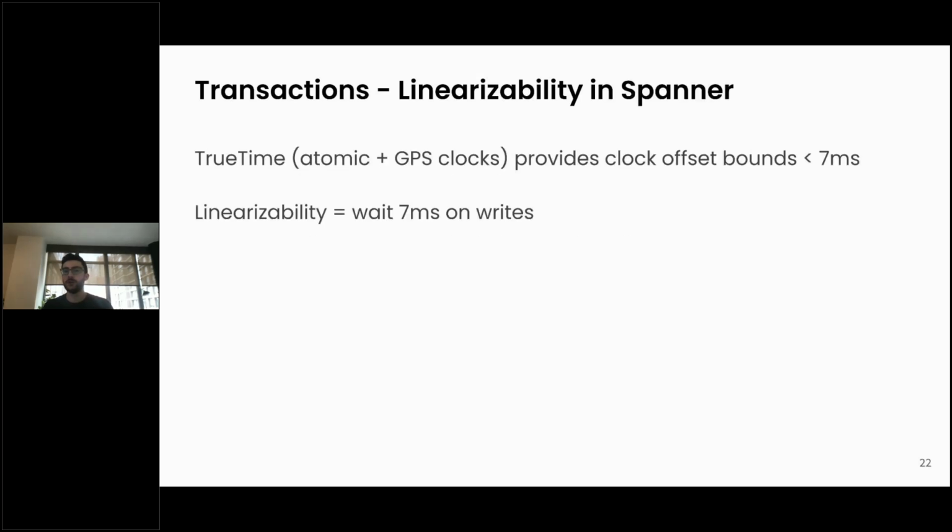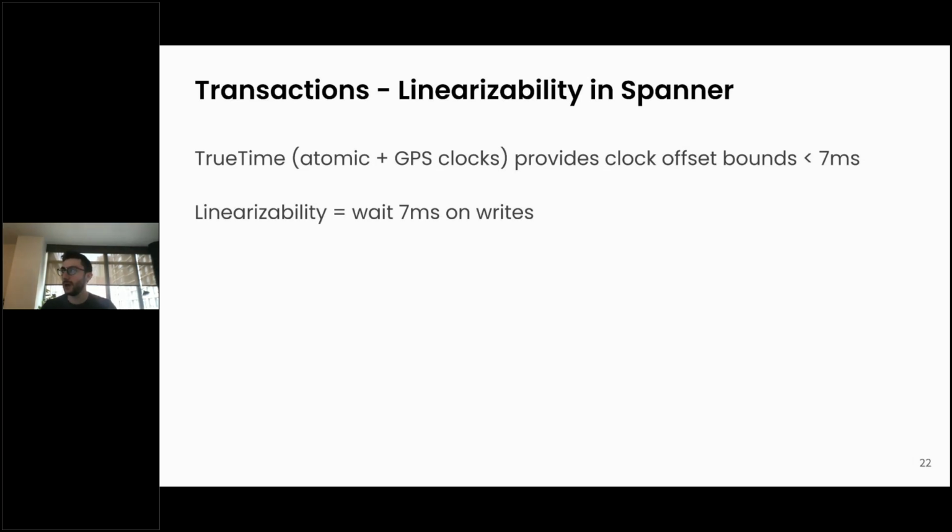So how does Spanner use TrueTime to provide linearizability, given that there are still some inaccuracies between clocks? Well, it's actually surprisingly simple. Spanner waits on writes. It waits for some amount of time until it's sure that any future transaction will get a higher timestamp than any causal predecessor.